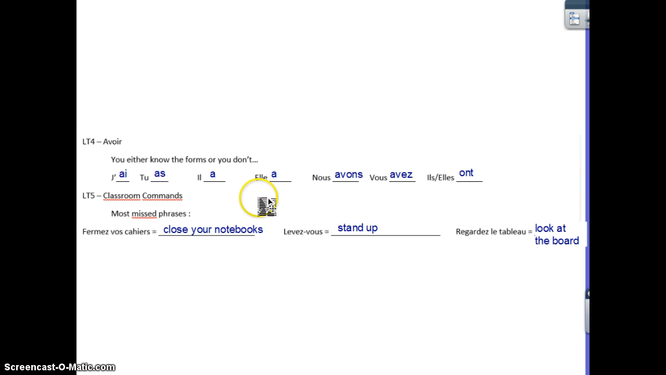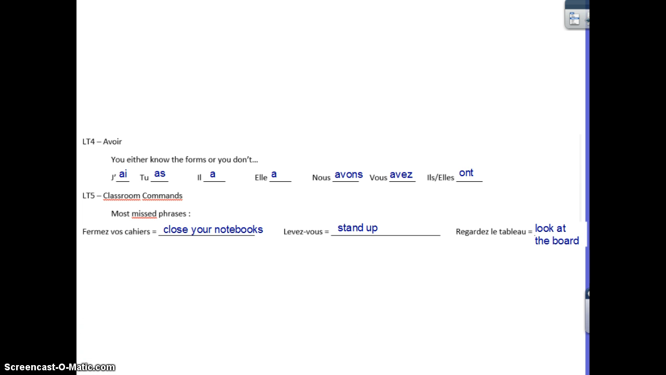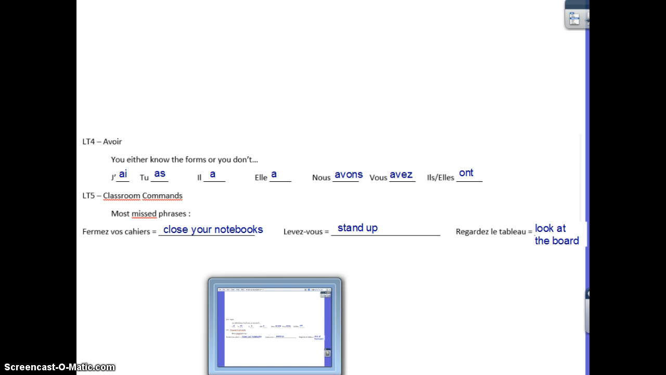The last learning target has to do with being able to understand and follow classroom commands, as well as functioning in the classroom by being able to ask some questions of your own. 3 of the most missed phrases from this section are right here on your notes page, and those would be the phrases for fermez vos cahiers, which is close your notebooks, levez-vous, which is stand up, and regardez le tableau, which is look at the board.